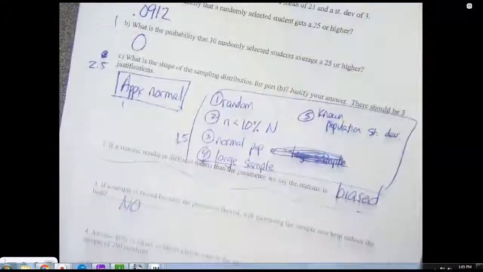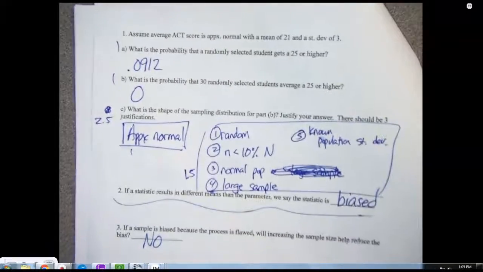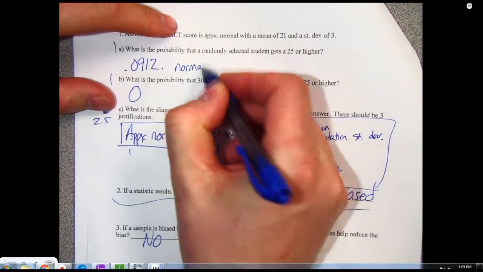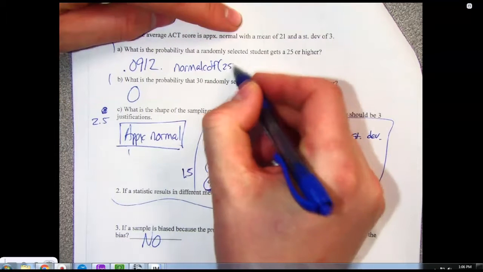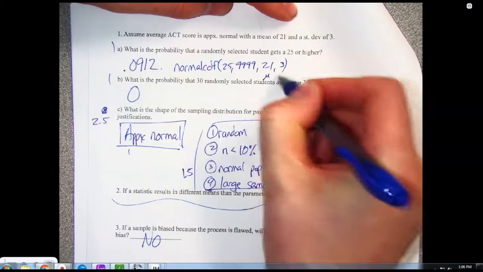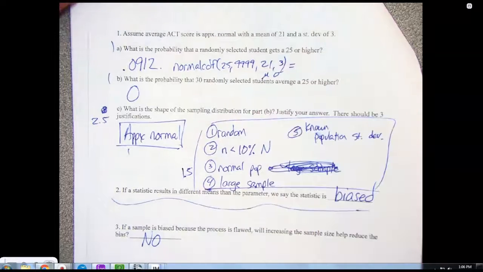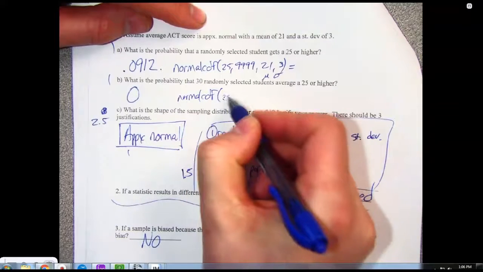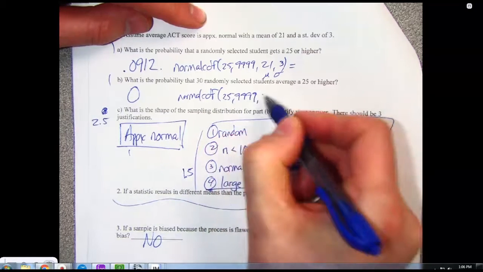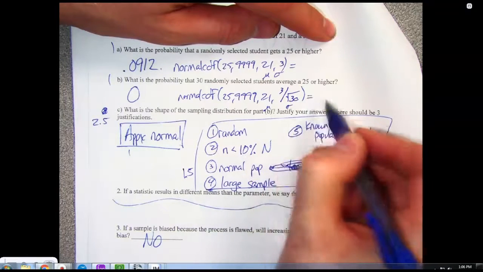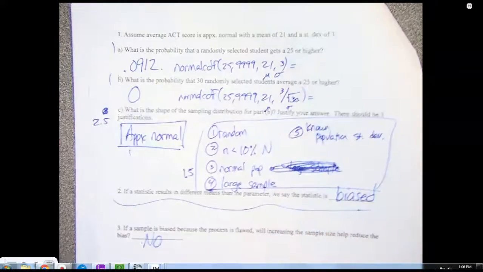And then this part was a little different depending on which version you took, but the general idea is the same on all of these. So this one is not from a sample, so this is just normal CDF, 25, 9999. Then you tell the calculator the mean, the standard deviation, and you get that 0.0912 number. Part B, well now I'm taking a sample of 30 students. So you have to divide your standard deviation by the square root of 30. And this came out to something like e to the negative 16th, which is basically 0.